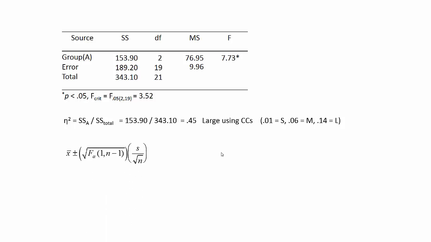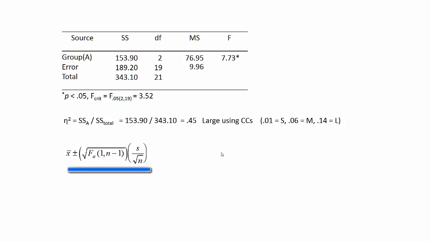Then we move on to confidence intervals. And what we're going to do here is build a confidence interval around every mean. But just for practice, we're only going to do this for one mean. So I'm just going to pick the first mean, and I'm going to compute a confidence interval around that mean. But if you were publishing this research, you would want to do this for all three of the means.